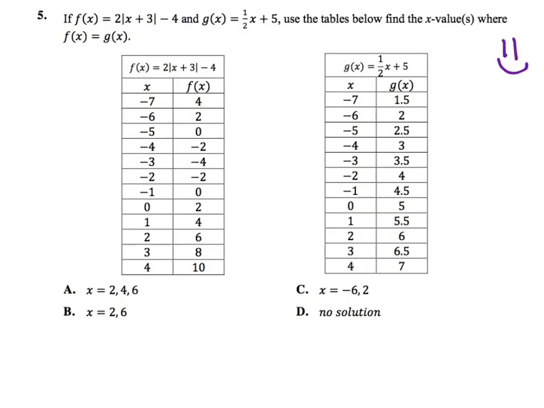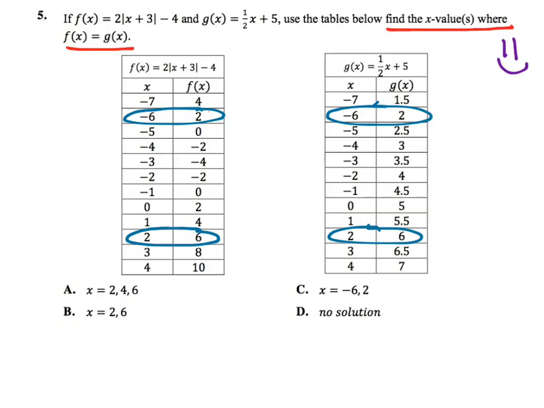Well, there's a spot. If we put in negative 6, we get 2 out. Where's another spot? There it is. If we put in 2, we get 6 out. What are our x values? Remember, that's what it's asking for, where the output is the same. That's negative 6 and 2.